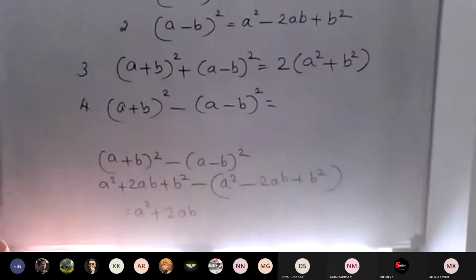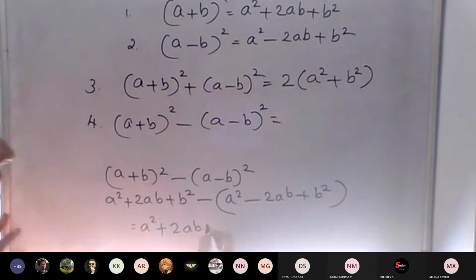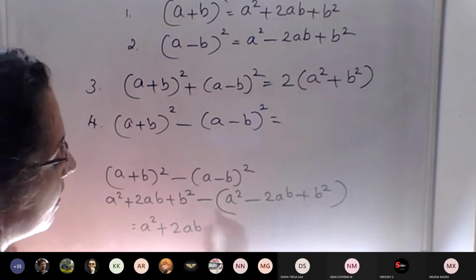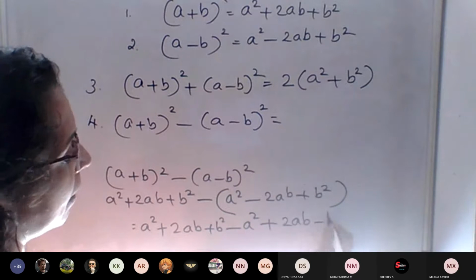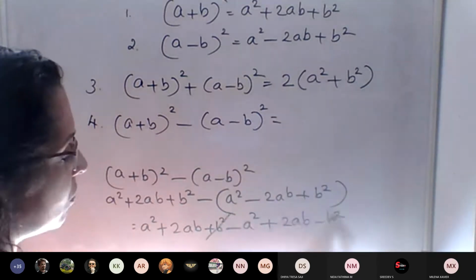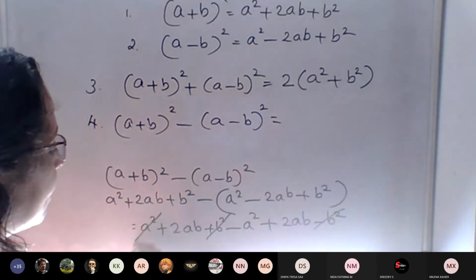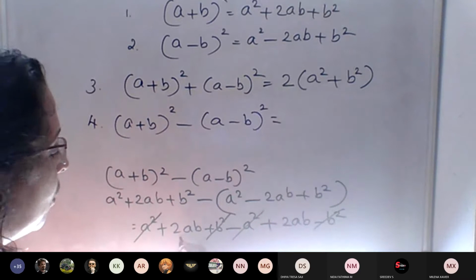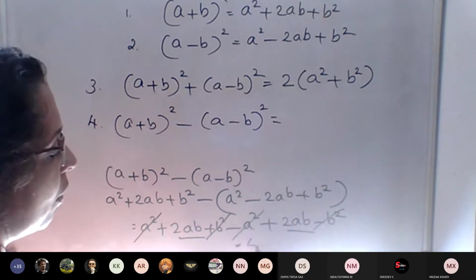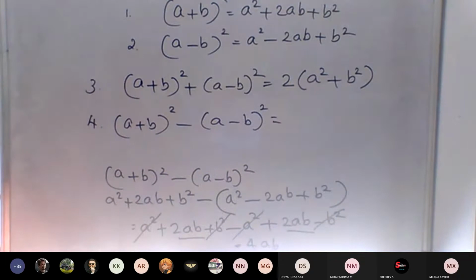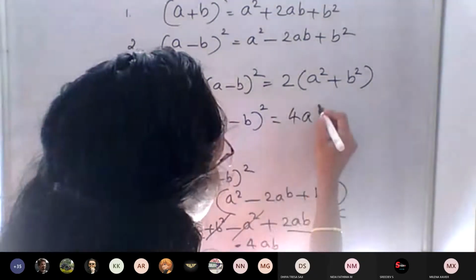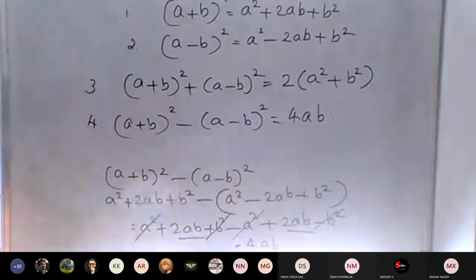Is that clear now? So minus a square minus 2ab... changing the signs, minus b square plus b square we can cancel. a square and minus a square cancel. 2ab plus 2ab is what? 4ab. So (a plus b) whole square minus (a minus b) whole square is equal to 4ab. That is the fourth formula. Okay, up to this understood?